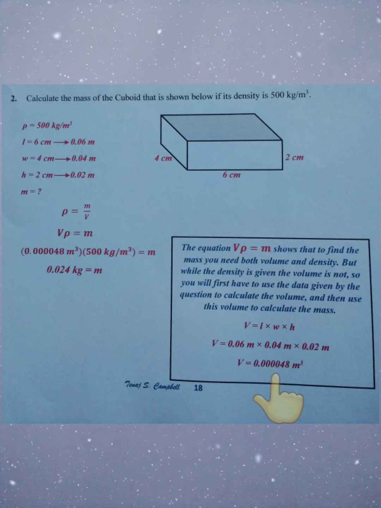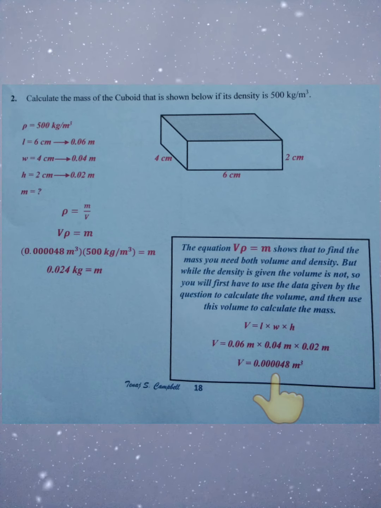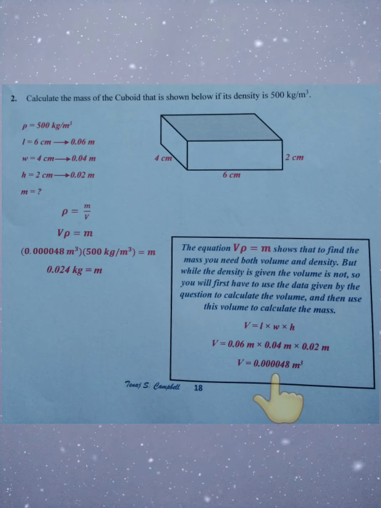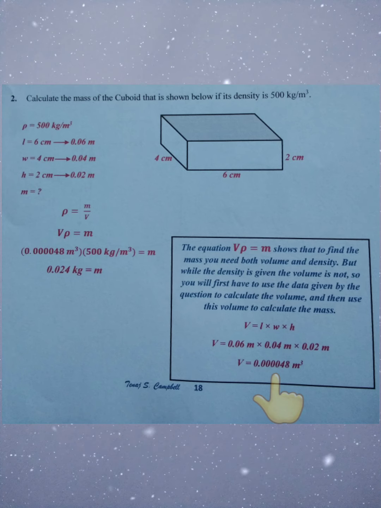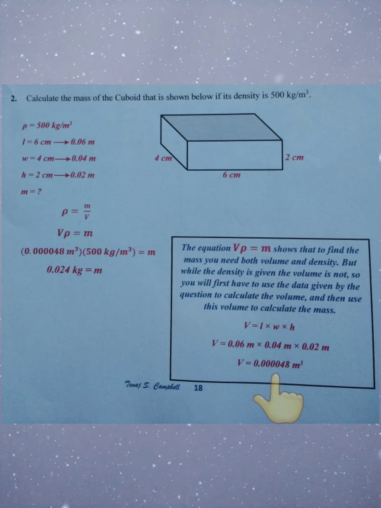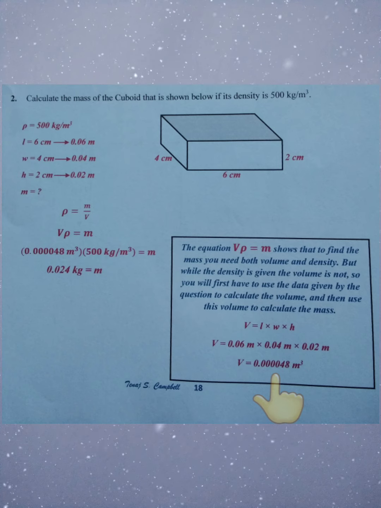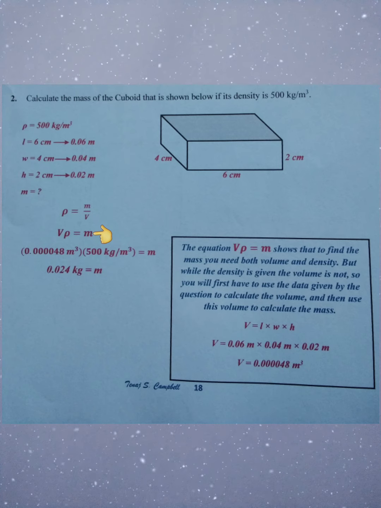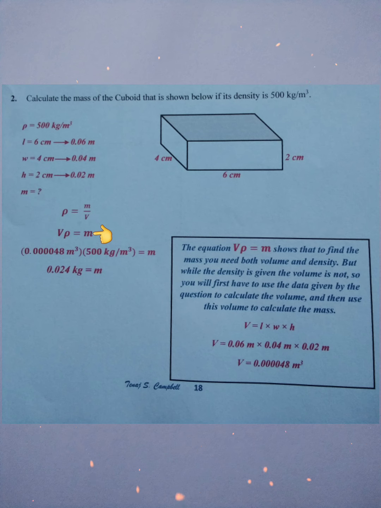We have the length, we have the width, and we have the height. So we are going to use these values to find the volume, where V becomes 0.06 meters times 0.04 meters times 0.02 meters. And this gives us our volume. But now that we have our volume, we are going to substitute it into the equation mass is equal to volume times density. And this will allow us to calculate the final answer, the mass. Notice, however, that the cubic meters cancelled each other out, leaving the answer in kilograms, which is the SI unit for mass.